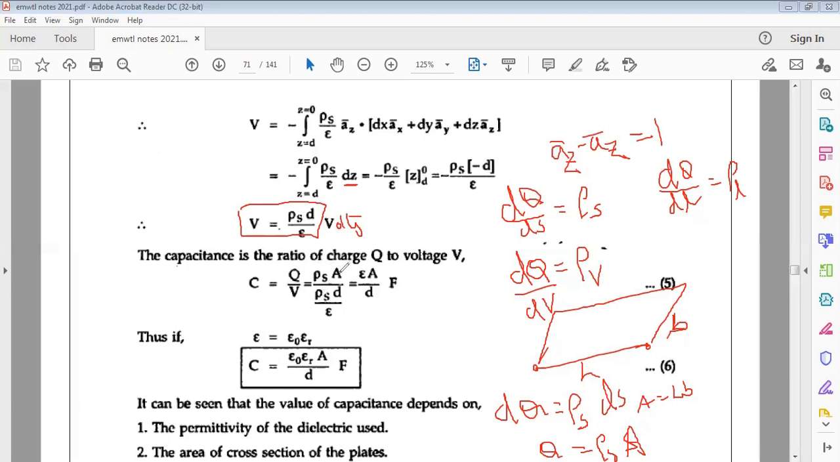C is equal to Q by V, that is rho S A by rho S d by epsilon. So rho S gets cancelled, and epsilon comes in the numerator, giving epsilon A by d. So the capacitance C is equal to epsilon A by d farads, where epsilon is epsilon naught epsilon R.